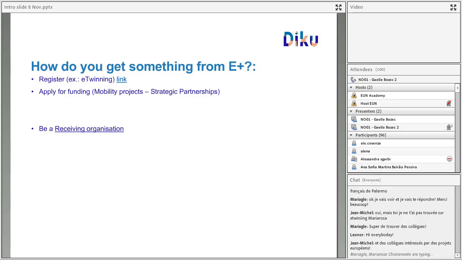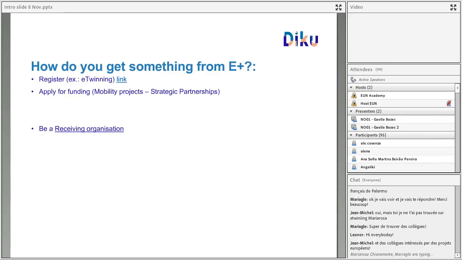I've made a link in case someone who doesn't use eTwinning yet wants to go and have a look and register. That's one thing. You can be a receiving organization, which I've said already, and that's quite important. Without receiving organizations, you cannot go around with the program. And in Erasmus Plus, you can actually apply for funding. You might be here actually to hear about the money. That's quite important, I agree.